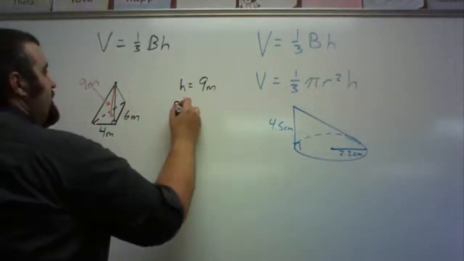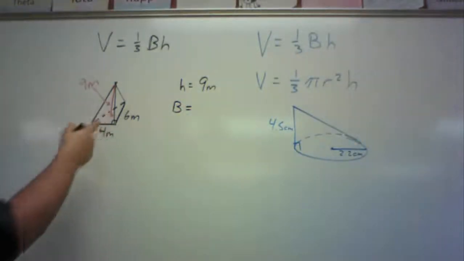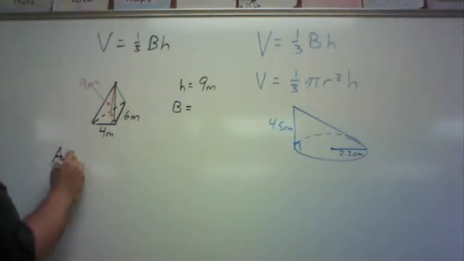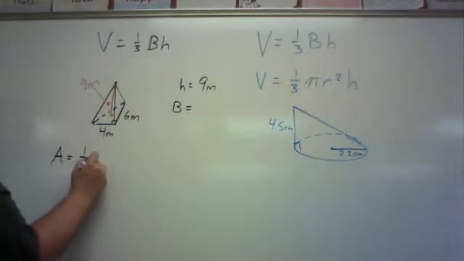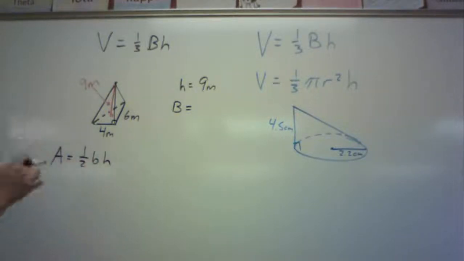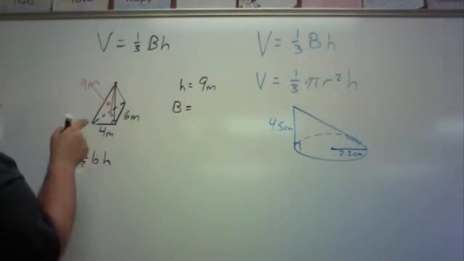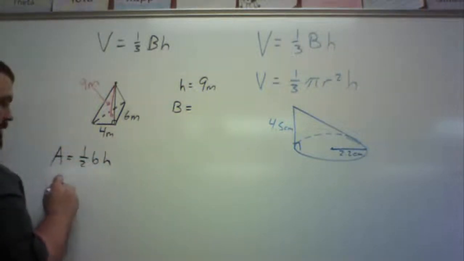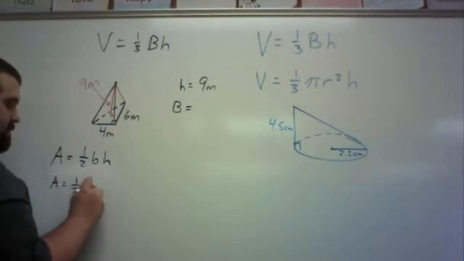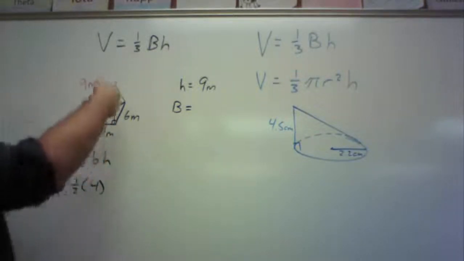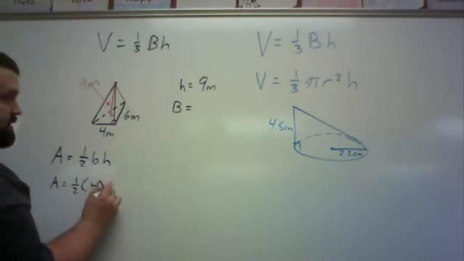I'm looking for the base area. To find the base area, that's the area of the triangle. And the area of a triangle is 1/2 lowercase b for base length times h, which is the height of my base. It's not that h. So the base here I'm going to say is 4, because that's, to me, the base length. And the height of my triangle is 6.